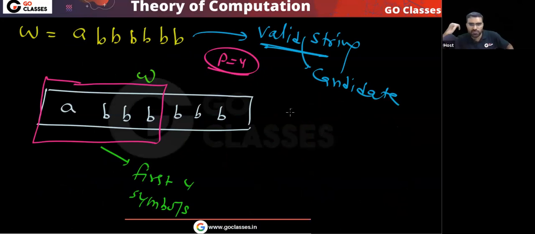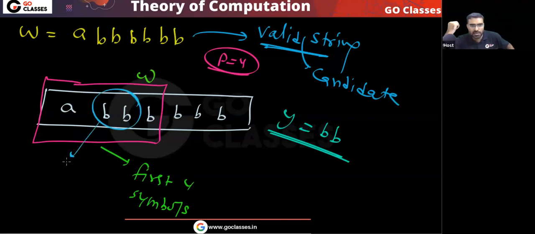So now tell me which y will work. Can I take y equal to bb? If I take y equal to bb, will it work? If I consider this as y, then what will be your x? Then this will be your x, and this remaining will be your z.